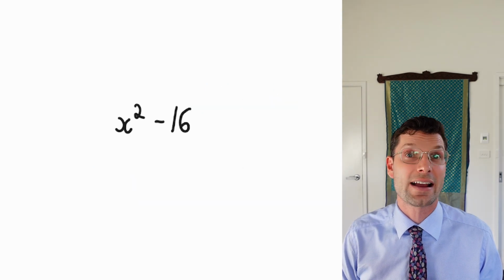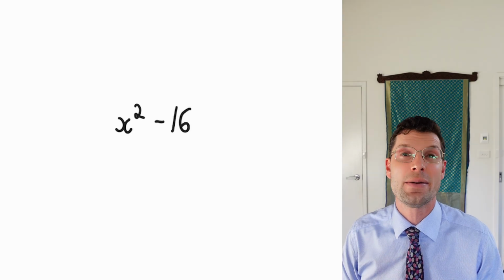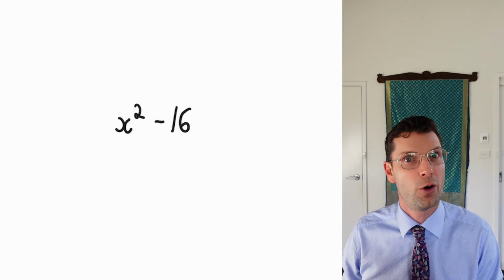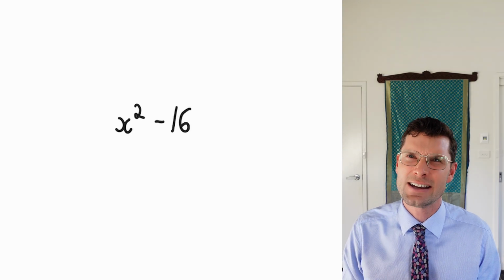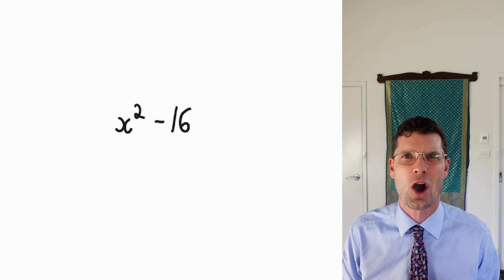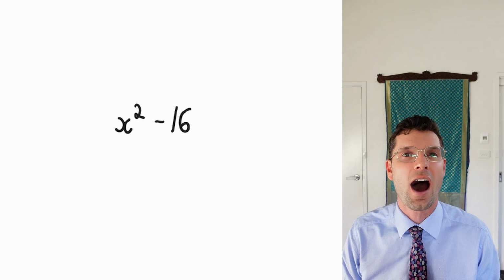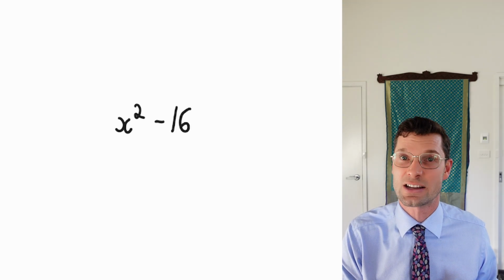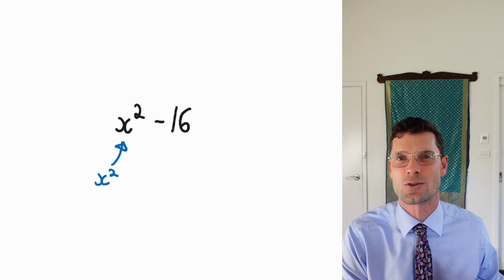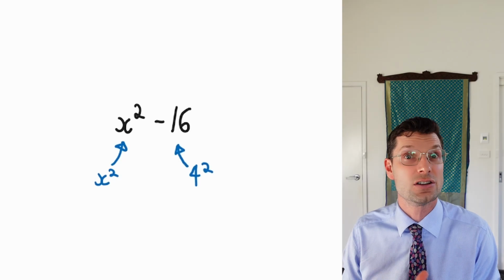So here we've got something like x squared minus 16, and you might be told to factorize this or put it back into brackets. It's hard to do this. You're like, oh, there's not really a common factor between these two, but we need to recognize that, hey, there are a couple of squares. The x squared's easy to see. Oh yeah, that's x squared. But the 16 is actually just 4 squared.